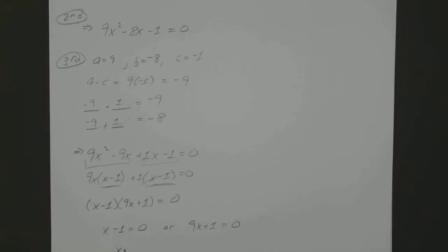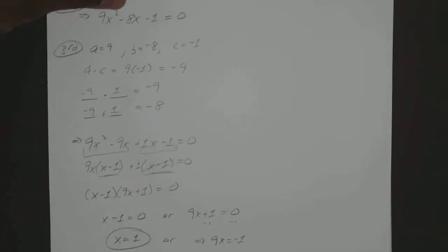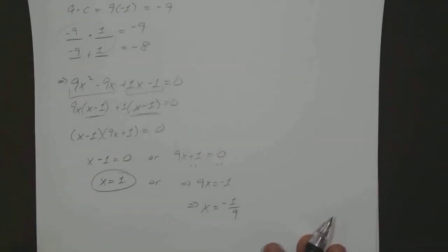Okay, so that means x can equal 1, or if we subtract 1 from both sides, we have 9x equals negative 1. Divide both sides by 9. X equals negative 1/9. All right. So any questions on this one?